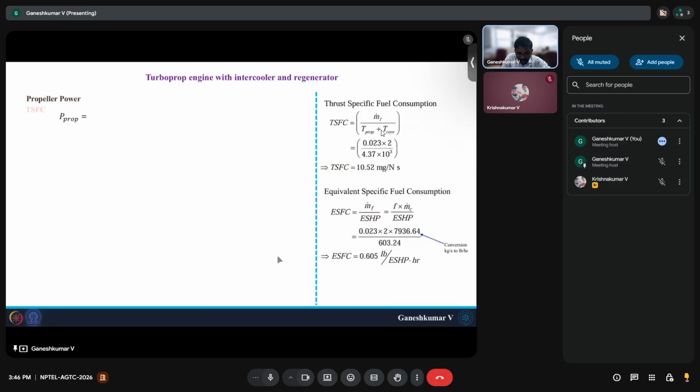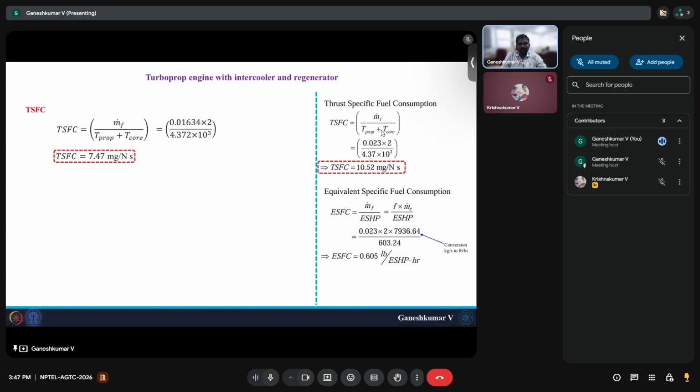Okay. Now comes the fuel consumption. Thrust specific fuel consumption is now going to be divided by the thrust of both propeller and core. So you have two thrusts that you need to add in the denominator, the propeller thrust and core thrust, or you can just substitute the overall thrust. And that is going to be around 7.47 milligrams per Newton second, which is much lower than 10.5. It has reduced a lot, right?